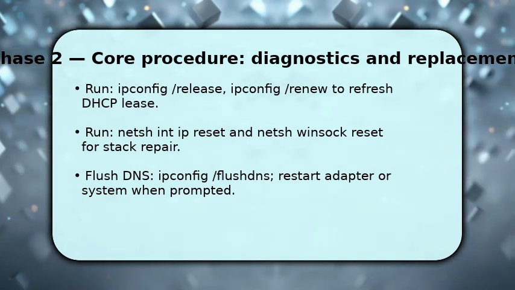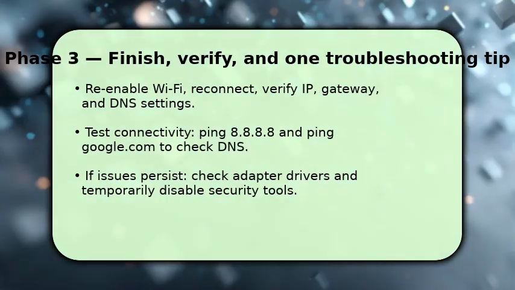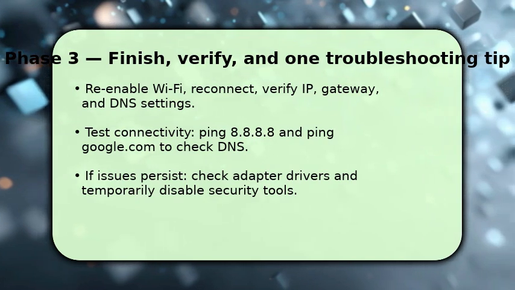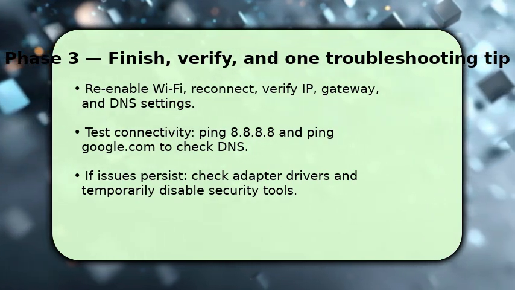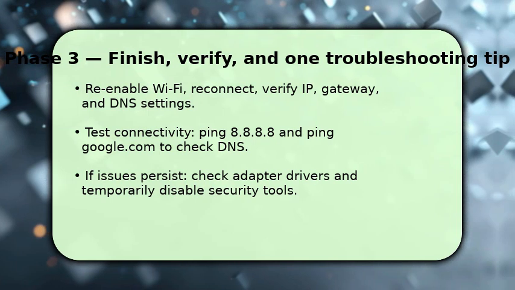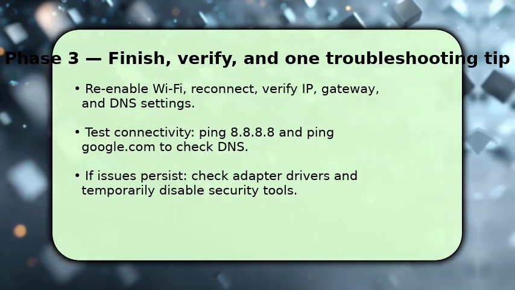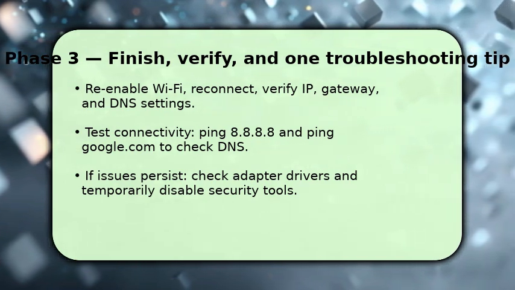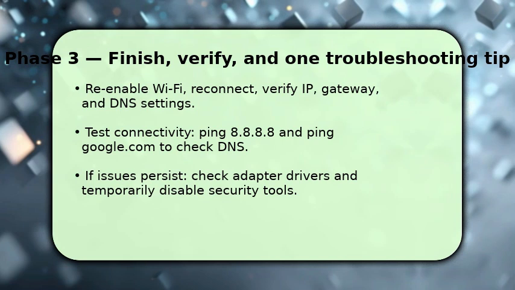Once the system restarts, re-enable Wi-Fi and reconnect to your network. Then verify IP, gateway, and DNS are correct so routing will work. Test by pinging 8.8.8.8 to confirm basic connectivity and ping google.com to confirm DNS resolution. This shows the how and why of each check.